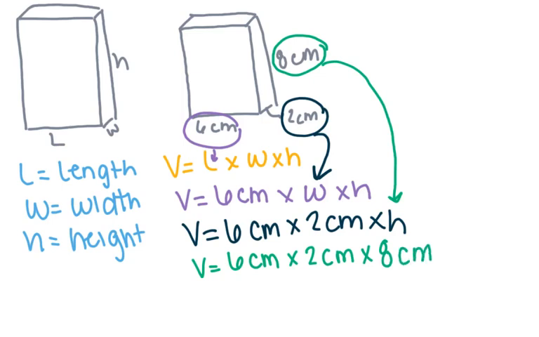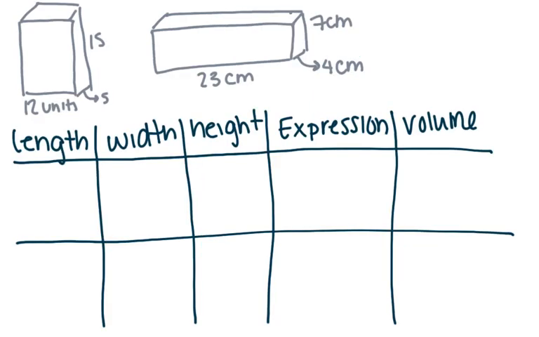So what is the volume of this rectangular prism? So the volume is equal to 96 centimeters cubed, and volume is always going to have the exponent of 3 after the unit of measure. So now we're going to be using these two rectangles to help us fill in the chart below.